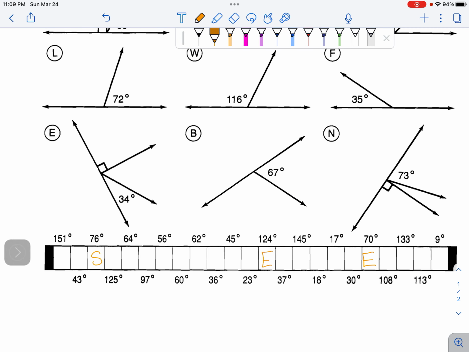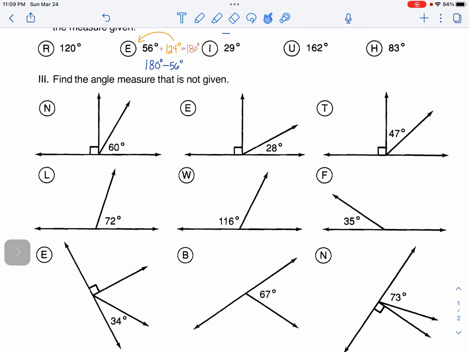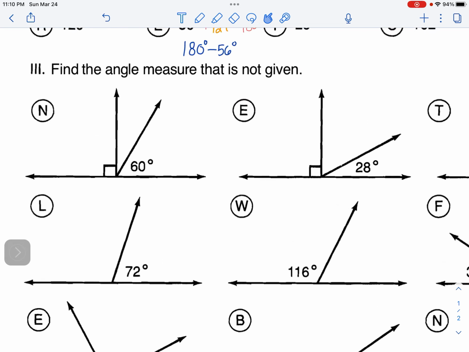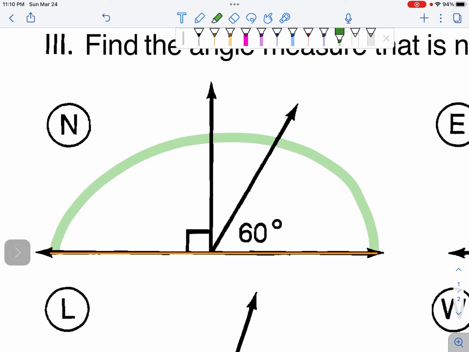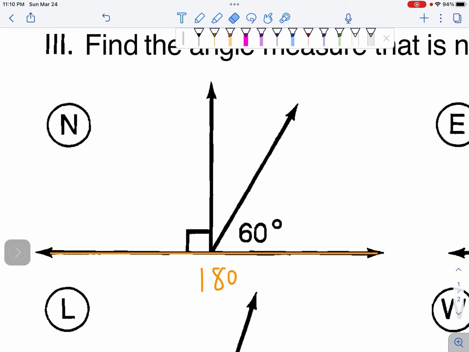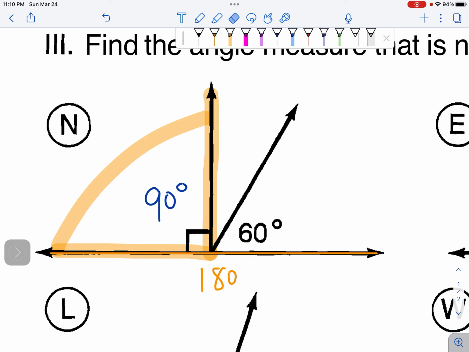Okay. How about this section down below? I really like a whole bunch of things that are hiding in here. Something that I notice is that this bottom line is a straight line, which means all of this area from here to here must equal 180 degrees. We could say that if this area from here to here is a right angle, then this is 90 degrees. And if that's a right angle, then this side over here together has to equal 90 degrees.